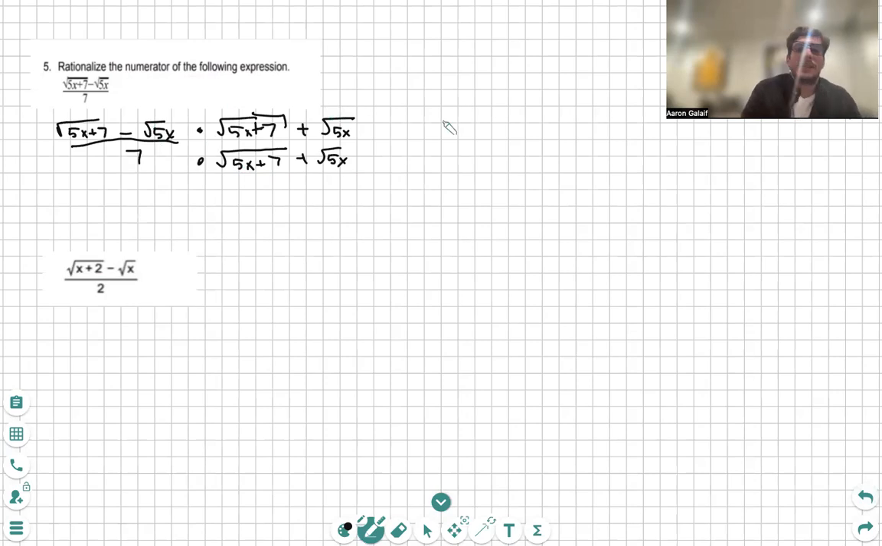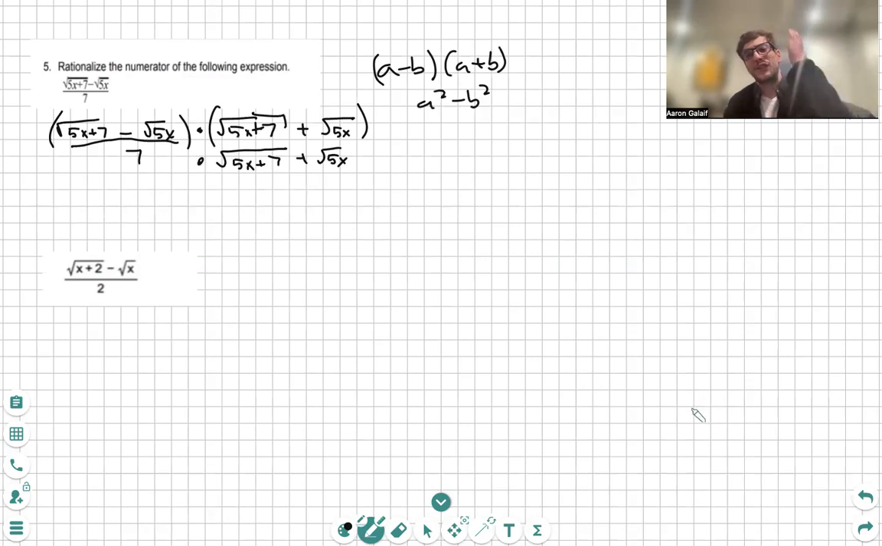Now, when you see the top like this, I'm going to put parentheses around this. What I see is an a minus b times an a plus b. And what happens is a squared minus b squared. So we can ignore the middle term. We created that perfect square.